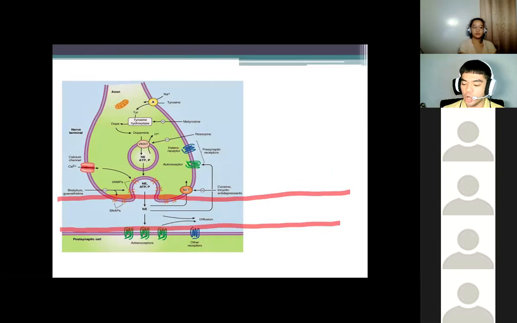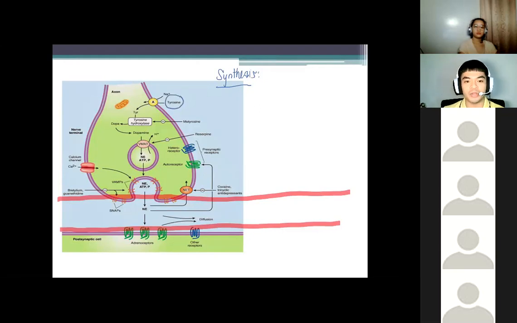So we begin with the synthesis in the pre-synapse. Again, the topic is natural catecholamines. How are the three natural catecholamines synthesized? Dopamine, epinephrine, and also norepinephrine. So first stop, we have this amino acid, tyrosine.